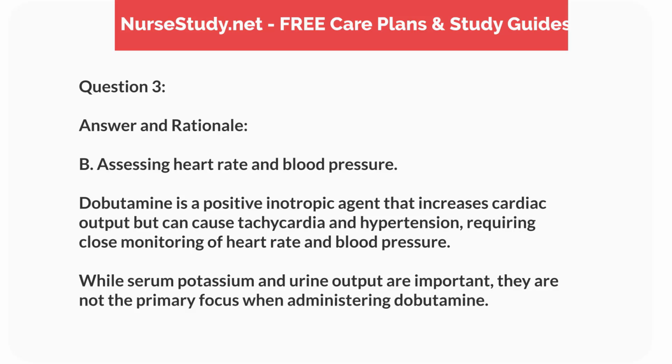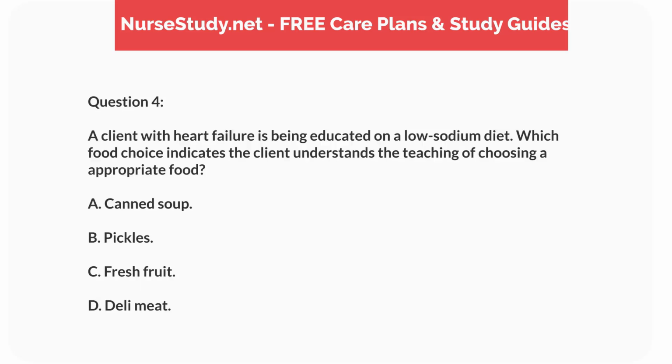Dobutamine is a positive inotropic agent that increases cardiac output but can cause tachycardia and hypertension, requiring close monitoring of heart rate and blood pressure. While serum potassium and urine output are important, they are not the primary focus when administering dobutamine.